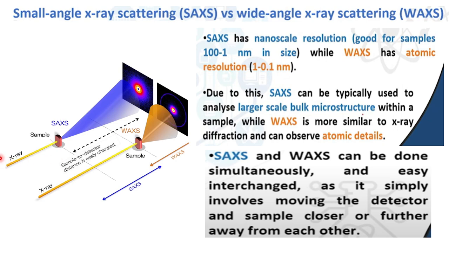Due to this, SAXS can typically be used to analyze larger scale bulk microstructure within a sample, while wide angle X-ray scattering is more similar to X-ray diffraction and can observe atomic details. Small angle X-ray scattering and wide angle X-ray scattering can be done simultaneously and interchanged easily, as it simply involves moving the detector, as I have told, closer to the sample.